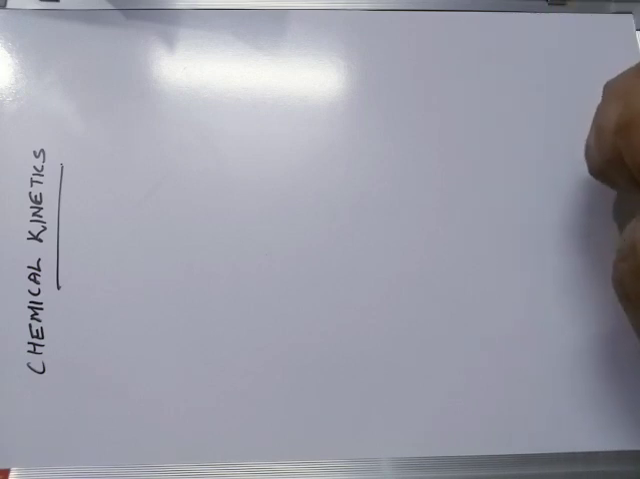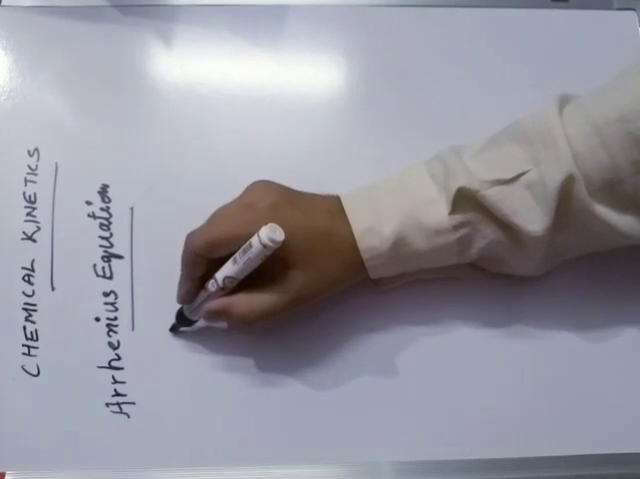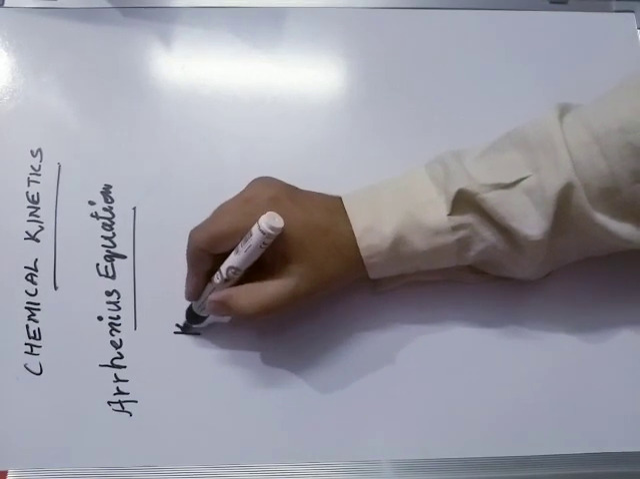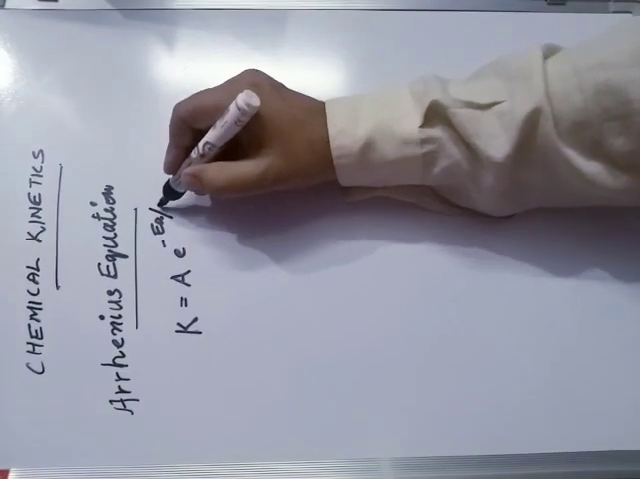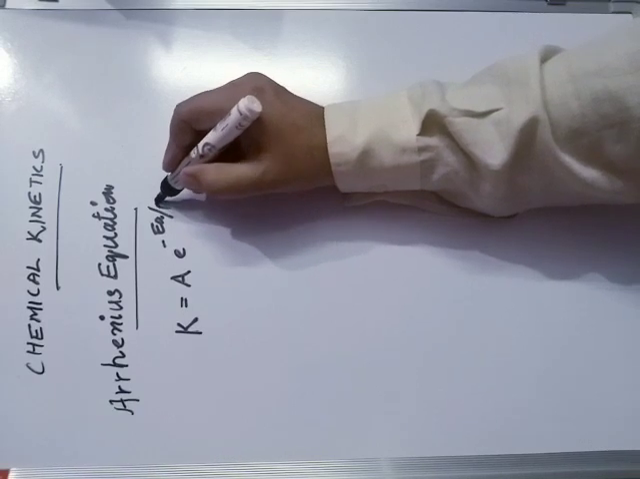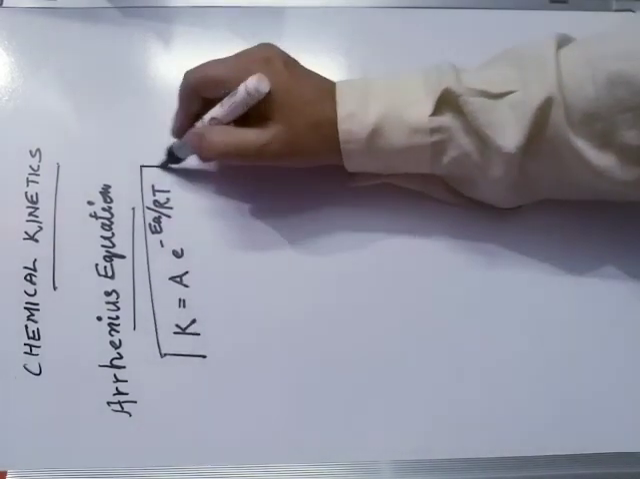Hello everyone, this is the sixth video of chemical kinetics, and in this video we are going to discuss the Arrhenius equation. The Arrhenius equation is the relation between rate constant, activation energy and temperature in Kelvin.